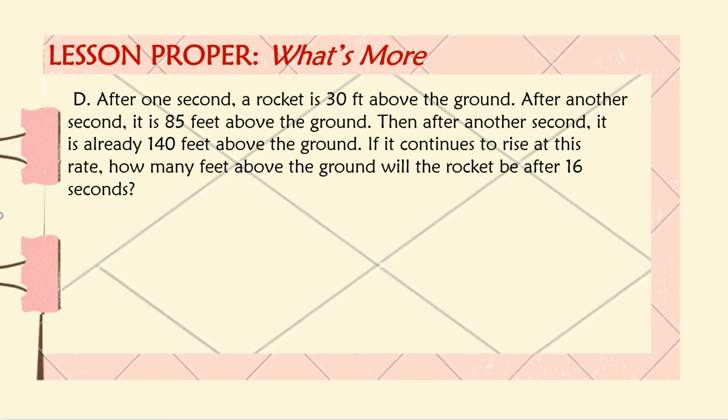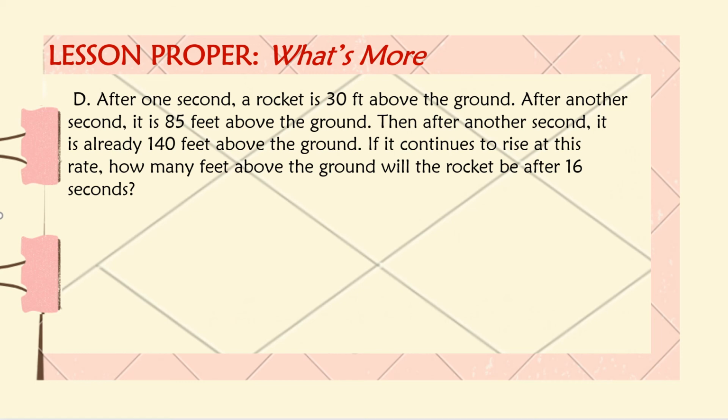So, let us now apply the formula in solving word problem. Okay? So, after 1 second, a rocket is 30 feet above the ground. After another second, it is 85 feet above the ground. Then after another second, it is already 140 feet above the ground. So if it continues to rise at this rate, how many feet above the ground will the rocket be after 16 seconds? Okay, so kapag word problem yung given, i-analyze nyo munang mabuti.